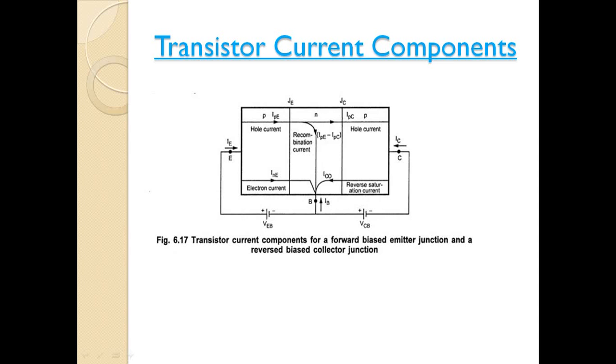Now here I have discussed IPE and IPC. Now let us discuss the reverse saturation current IC naught. When the emitter is open circuited, meaning the emitter current is 0, hence IPC equals 0. In such a condition, the base and the collector act as a reverse biased diode, and the collector current equals the reverse saturation current, which is IC naught. So I can write IC equals IPC plus IC naught.